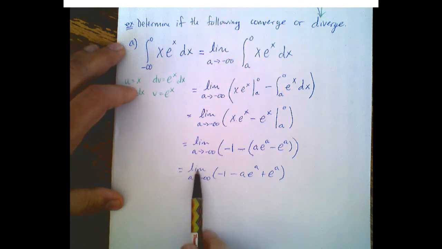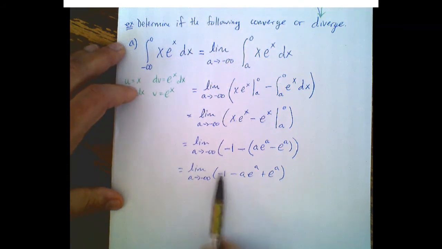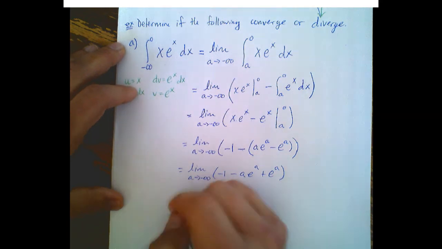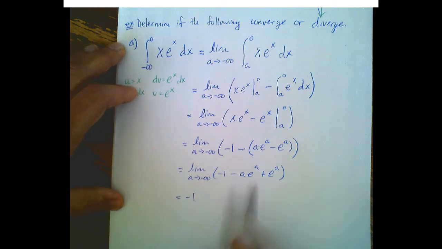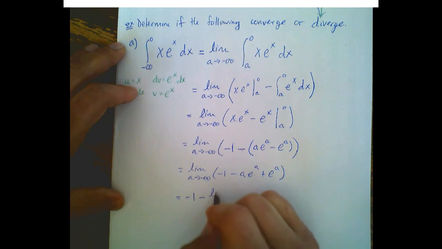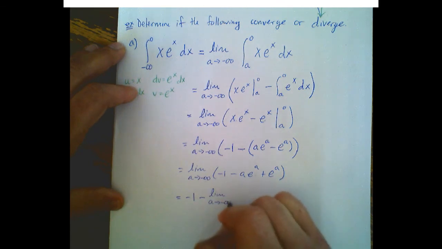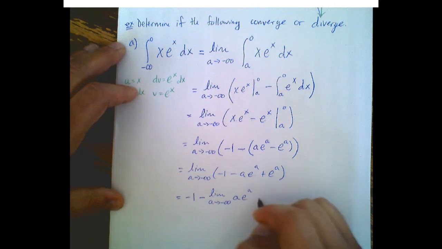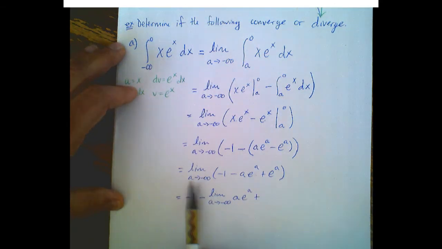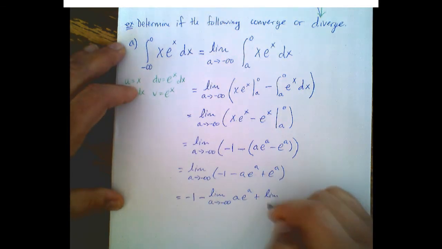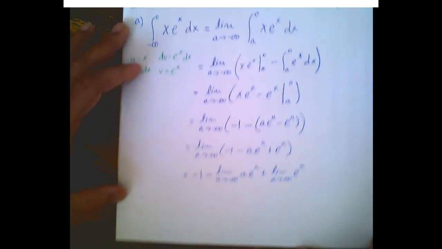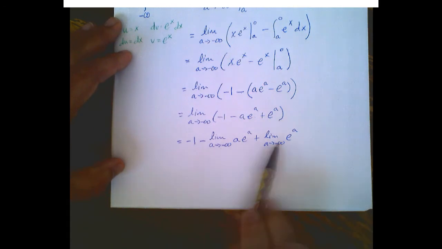So let's look. What's the limit as a goes to negative infinity of negative 1? Well, it's just not dependent upon a, so that's just going to be negative 1 minus, what's the limit as a goes to negative infinity of this guy? Well, that's a little hard, so let's skip that for now. Plus, what's the limit as a goes to negative infinity of e to the a? So we have to investigate a couple of limits here.